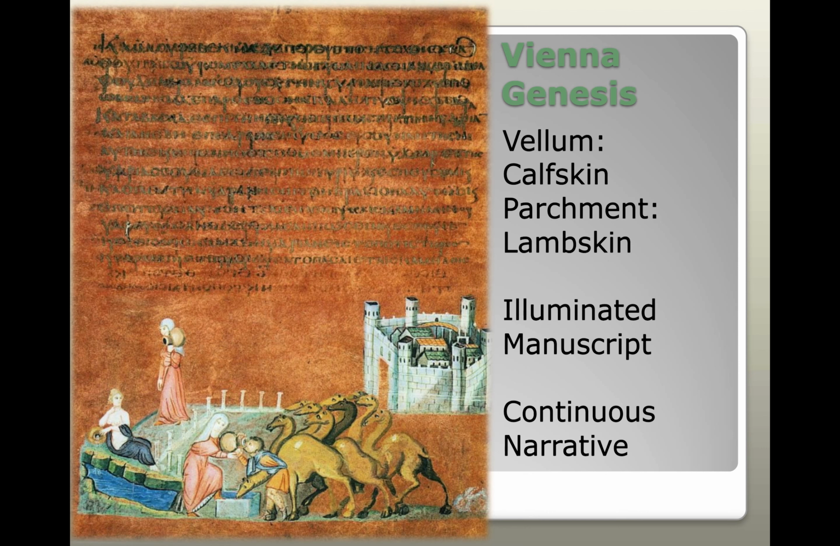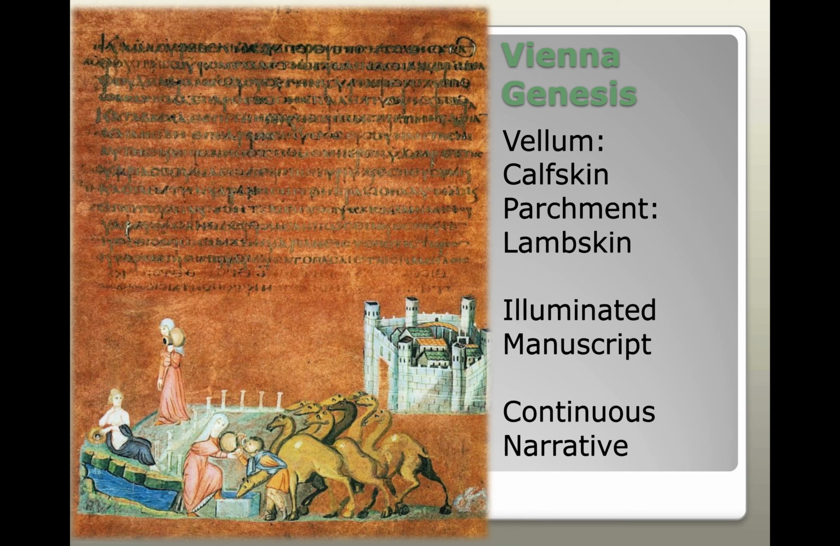So you notice there's the text on the top, and then you have the picture on the bottom. Because just like children's books, maybe the person couldn't actually read the words, but they could look at the pictures and say, oh, okay, what's going on here? What is going on here, by the way, is Rebecca at the well. So it's the story of Rebecca at the well.